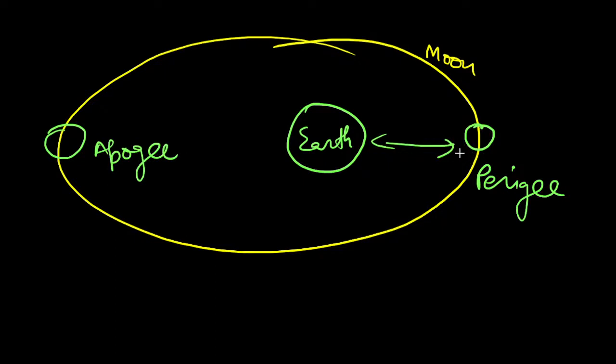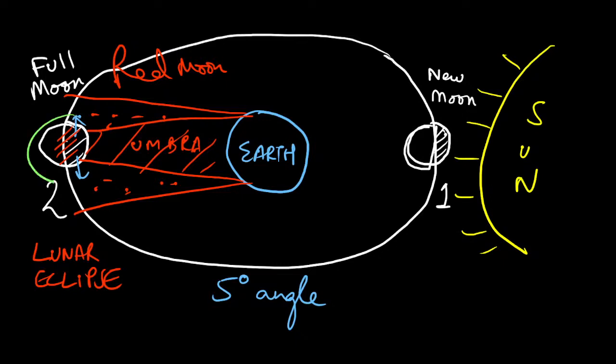Understandably, when the moon is at the perigee position, it will be much brighter and much bigger to an observer on earth. Now, if this perigee position happens to coincide with this position of the full moon, you'll get a really big, bright full moon. That is known as supermoon.